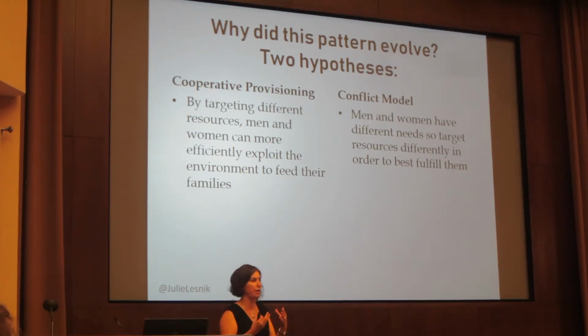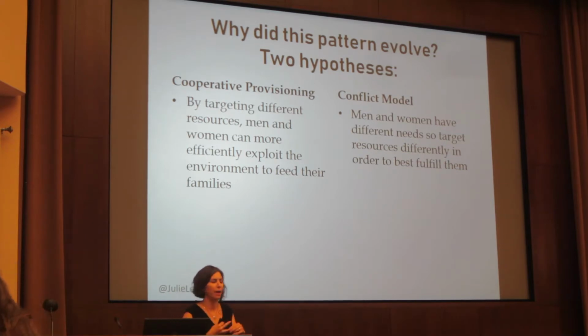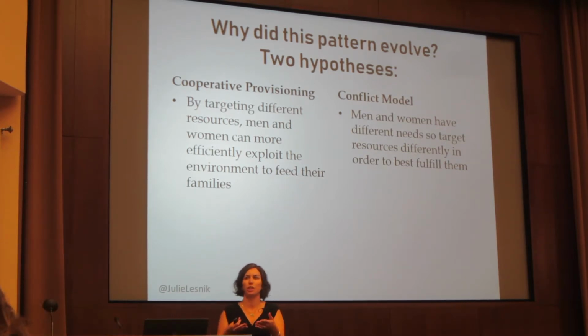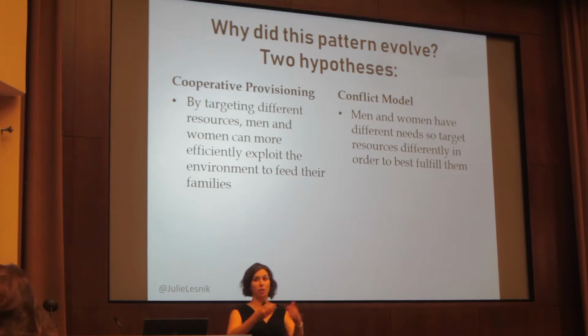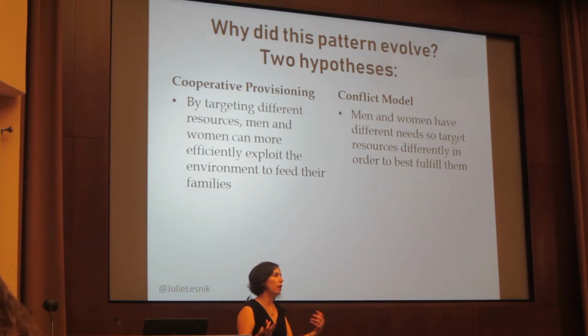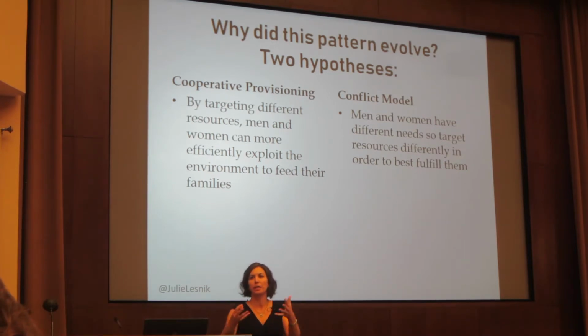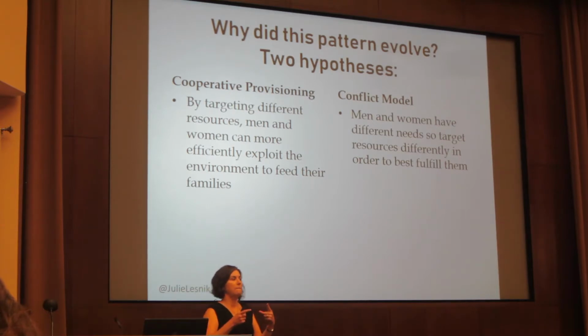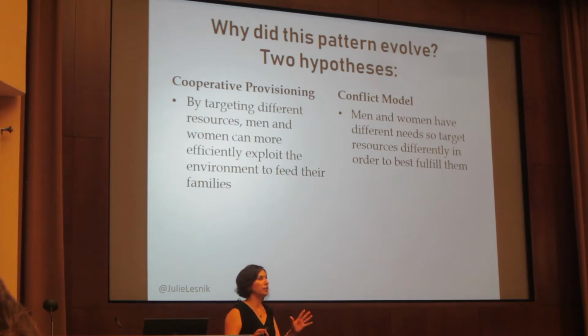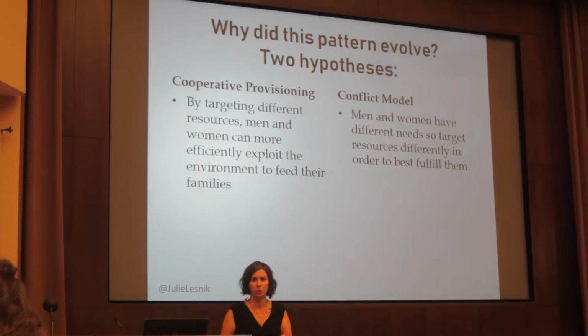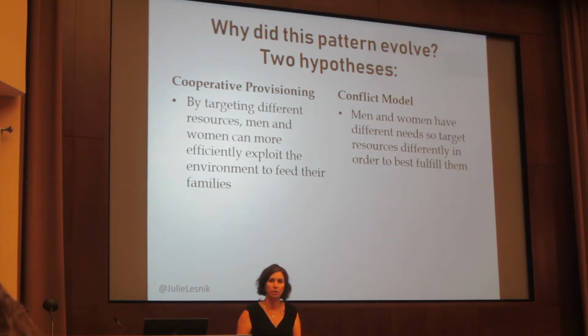And there are two prevailing hypotheses. The first one is cooperative provisioning. This says that with men and women targeting different resources, they don't get in each other's way, and they're able to more efficiently exploit the environment and bring it home to feed their families. The conflict model says, and I don't like the name of the conflict model, it's just what it's called, that men and women have different conflicts with their environment. We have different needs, and so we're going to go after different resources.